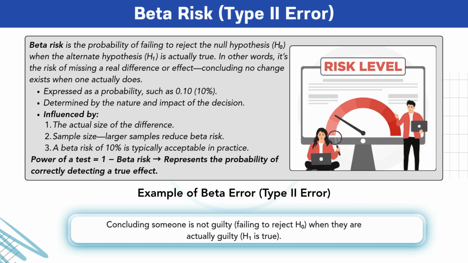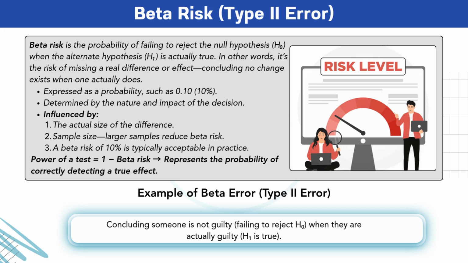It is influenced by 1. The size of the true difference. Smaller effects are harder to detect. 2. Sample size. Larger samples reduce beta risk and improve accuracy. 3. Practical norms. A 10% beta risk is generally considered acceptable in many studies.